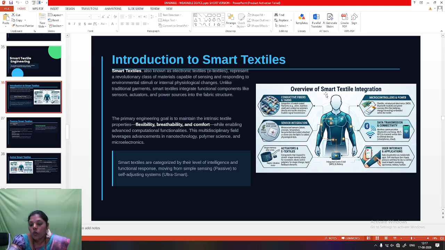Conductive fibers. Overview of smart textile integration: conductive fiber and sensor integration, actuator, heat textile, microcontroller and power, data transmission, connectivity, user interface and applications. The primary engineering goal is to maintain intrinsic textile properties, flexibility, breathability and comfort, while enabling advanced computational functionality. This multidisciplinary field leverages advancements in nanotechnology, polymer science and microelectronics.